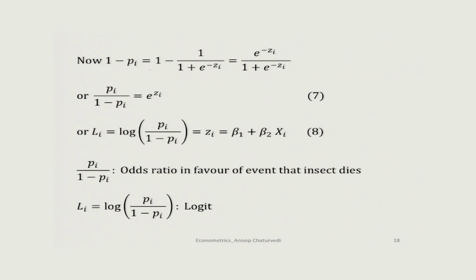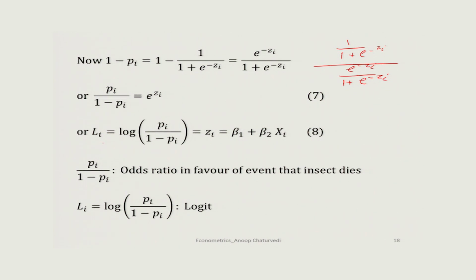Then 1 minus p i is equal to 1 minus 1 upon 1 plus e to the power minus z i, which is equal to e to the power minus z i upon 1 plus e to the power minus z i. Now, if you take p i upon 1 minus p i, it is equal to 1 upon 1 plus e to the power minus z i upon e to the power minus z i upon 1 plus e to the power minus z i. So, you get 1 upon e to the power minus z i, which is equal to e to the power z i.